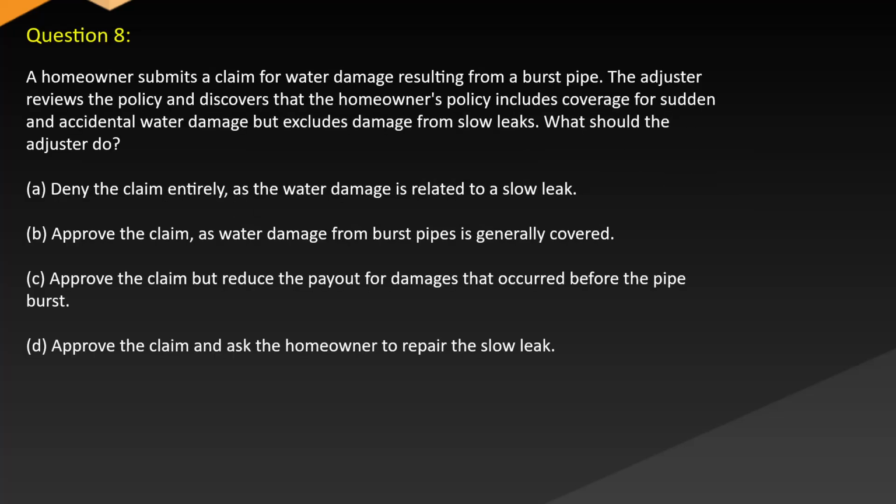Question 8. A homeowner submits a claim for water damage resulting from a burst pipe. The adjuster reviews the policy and discovers that the homeowner's policy includes coverage for sudden and accidental water damage, but excludes damage from slow leaks. What should the adjuster do?